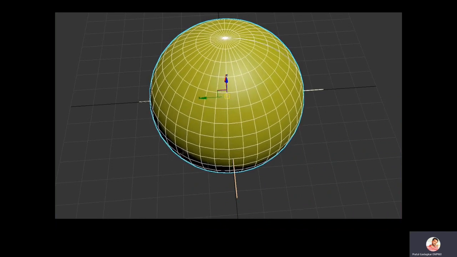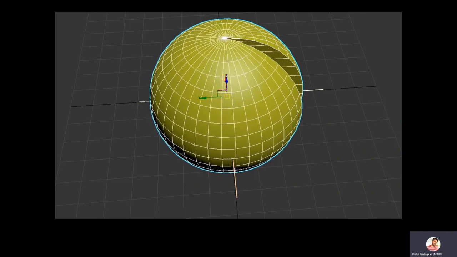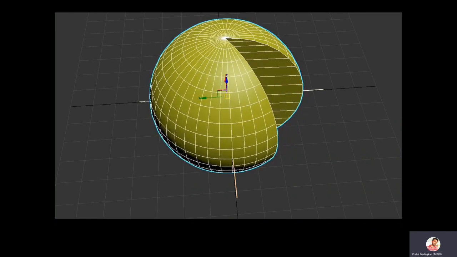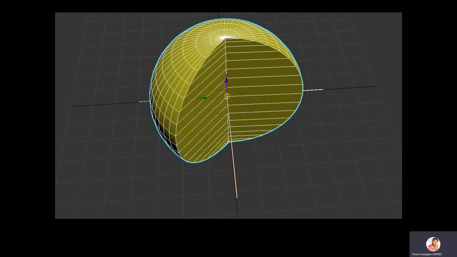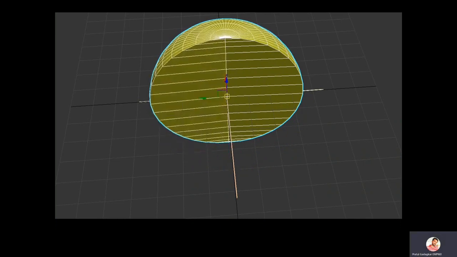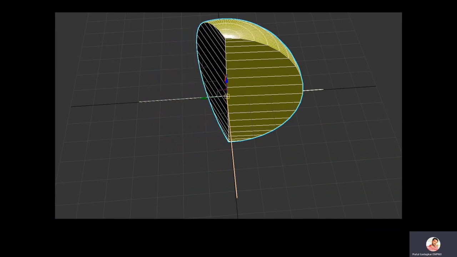Now I'll go back in reverse from 2 pi. I will get back to 270. Then again, I'm going to 180 degrees and then 90 degrees, and I'm going back to zero.